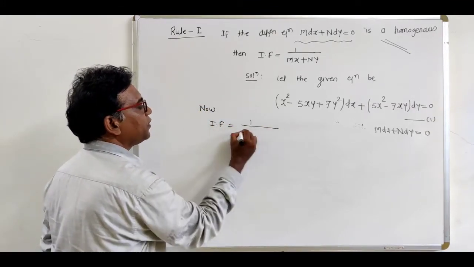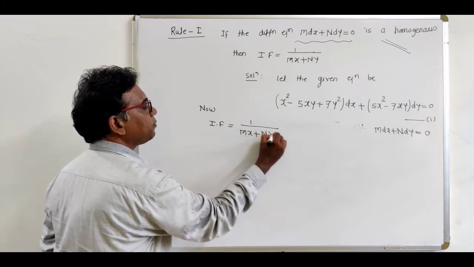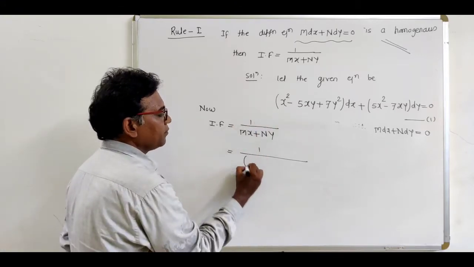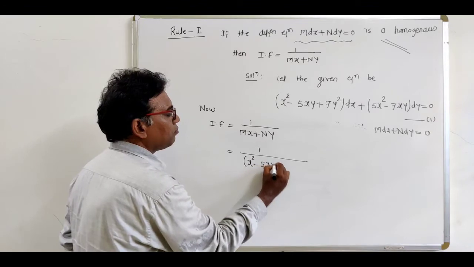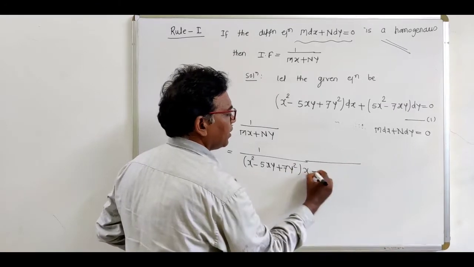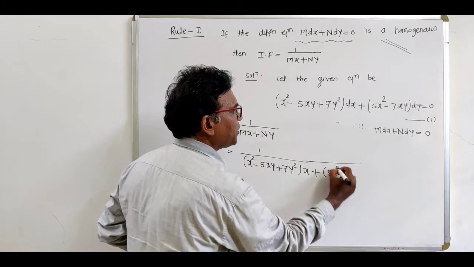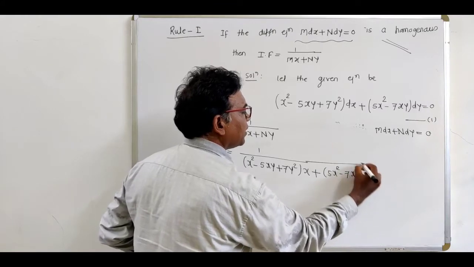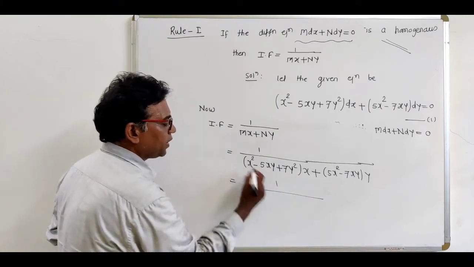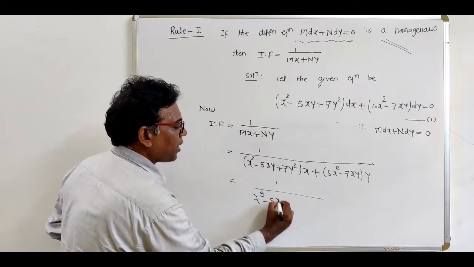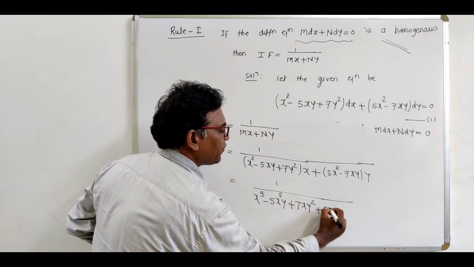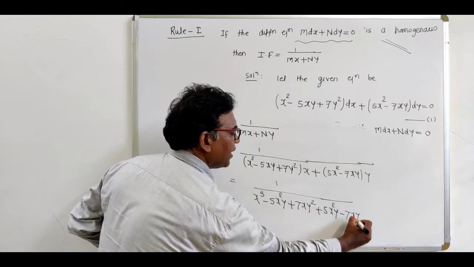Integrating factor is equal to 1 upon mx plus ny. So this is 1 upon, now this is our m, x square minus 5xy plus 7y square into x, plus ny, what is n? This is 5x square minus 7xy into y. So find out this calculation, this is 1 upon, just multiply by x, this is x cube minus 5x square y plus 7xy square plus 5x square y minus 7xy square.